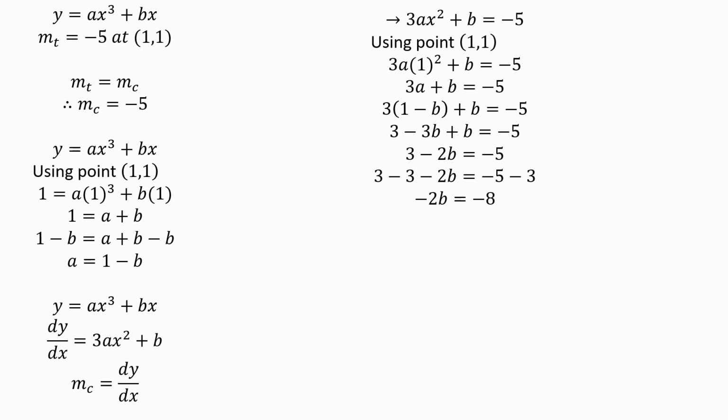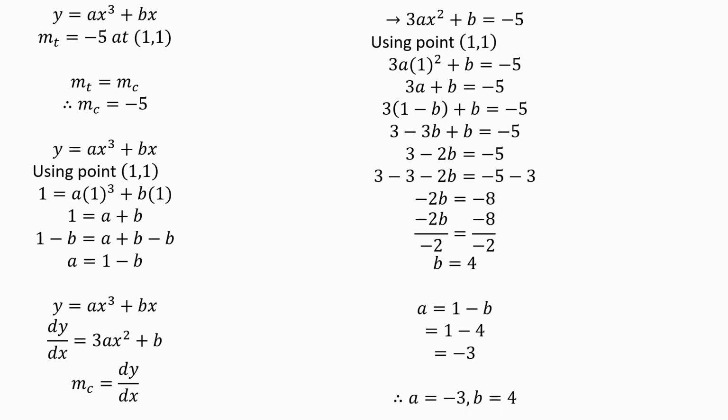Then to remain with b, we have to divide by negative 2 on both sides. So we have b equals 4. Then remember a equals 1 minus b. Since we have obtained the value of b, a will be 1 minus 4. And therefore a is negative 3. So the values that we were looking for, since we've been asked to find the values of a and b, are negative 3 and 4.